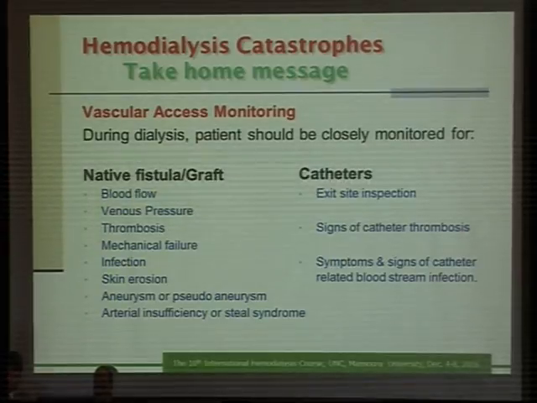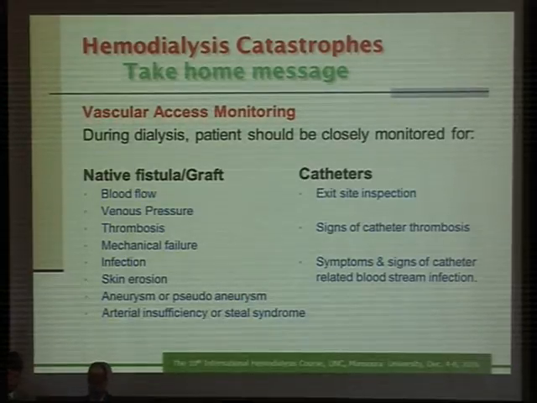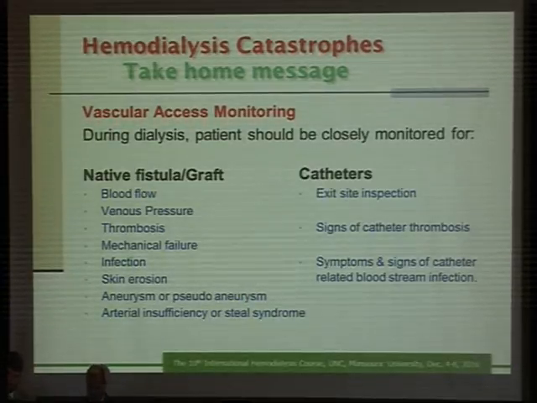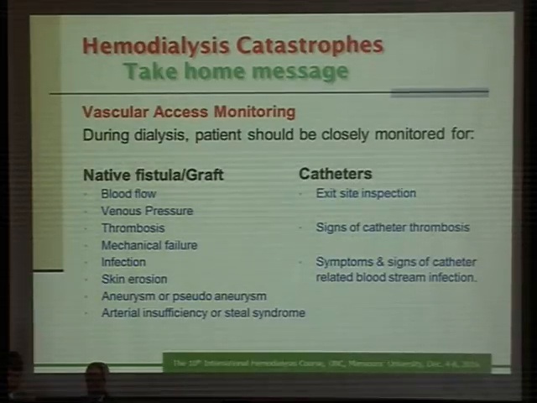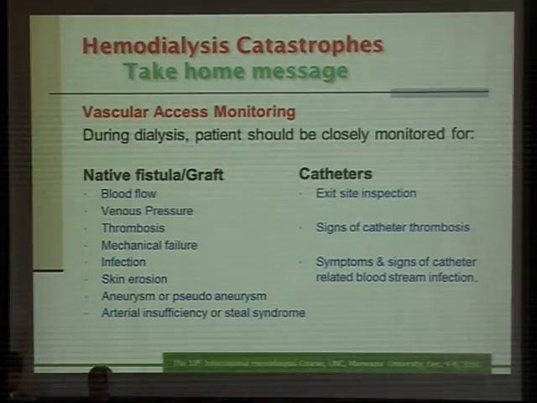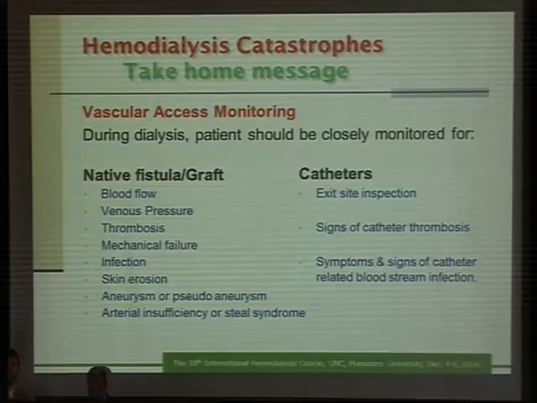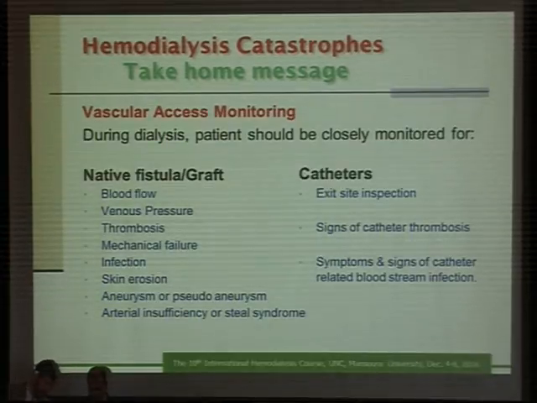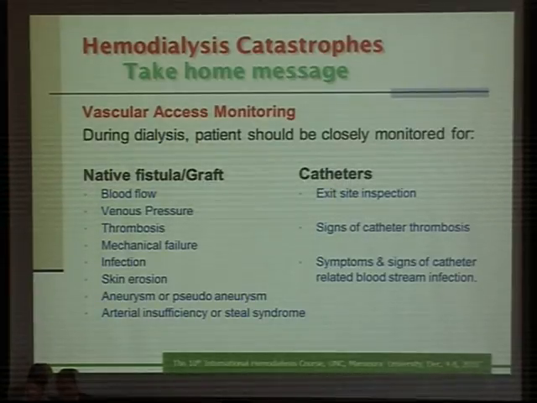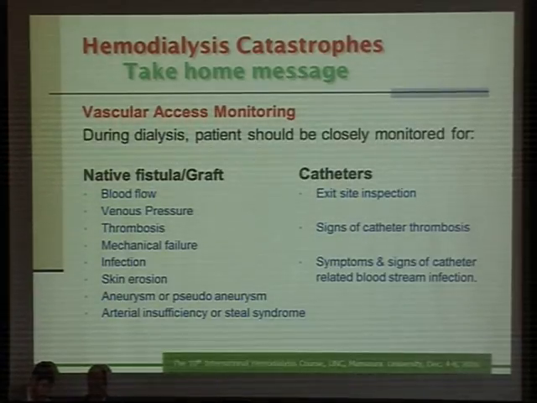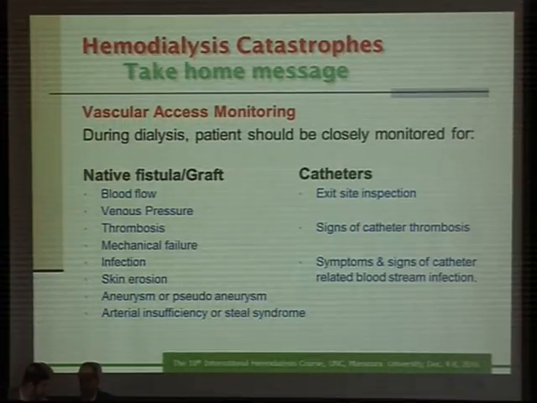The patient should be monitored closely in case of dialysis through fistula: blood flow, venous pressure, the occurrence of thrombosis, any skin erosions, aneurysms or pseudoaneurysm, and any infection at the site of the fistula. And in cases of dialysis through catheter, the exit site inspection is very important, and any signs of catheter thrombosis, signs or symptoms related to infections.